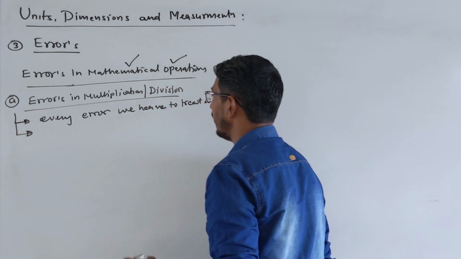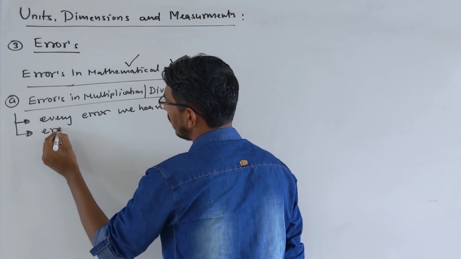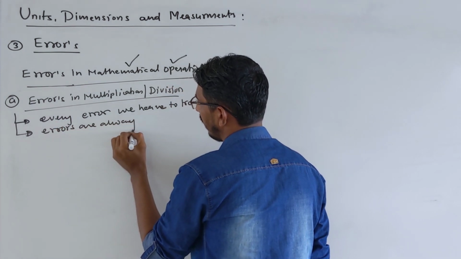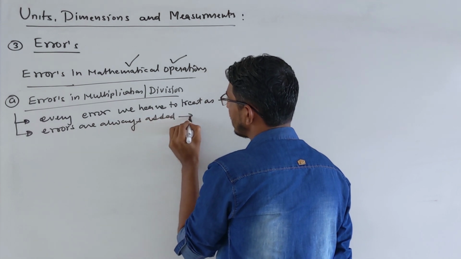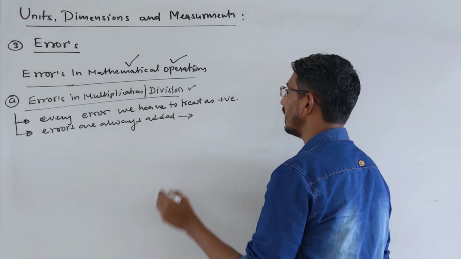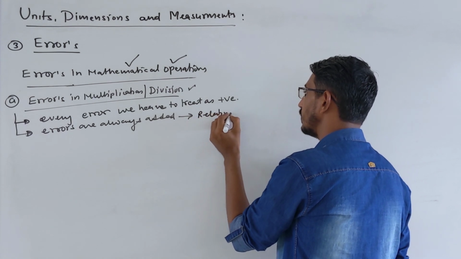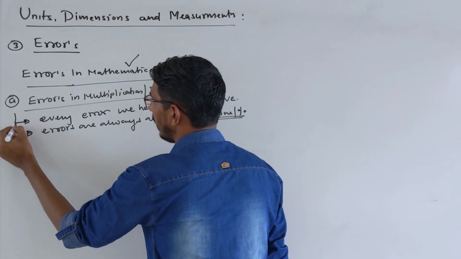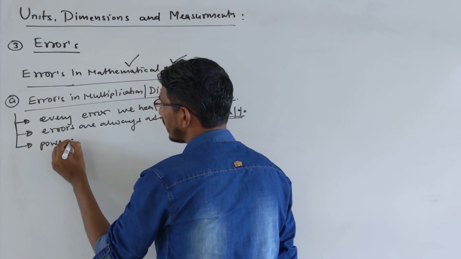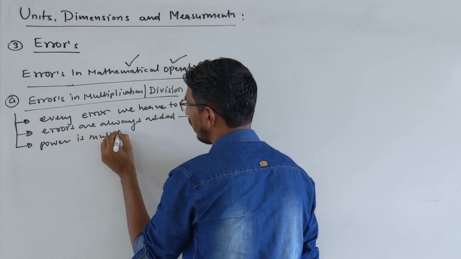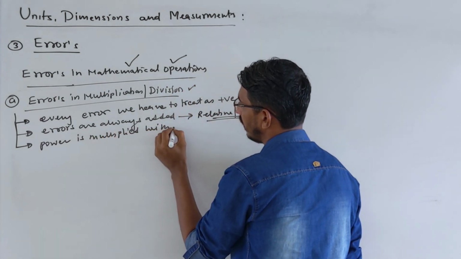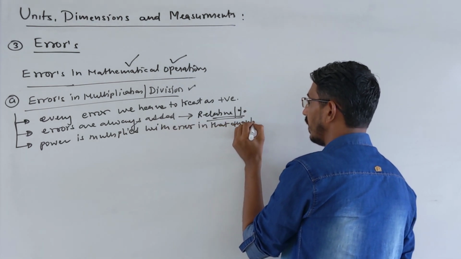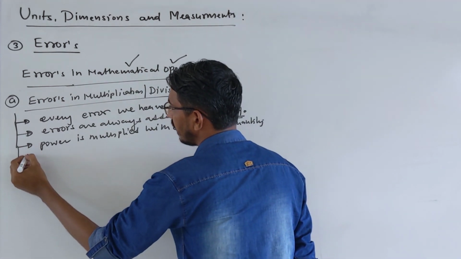Second rule, not rule, sorry, tricks, okay, rule: errors are always added. And in this case, which error is added? You say relative, or you can say percentage also. Relative or percentage error we have to add in this case, right? Yes. Then if power is given, power is multiplied with the error in that quantity. Yes, even if negative power is given.